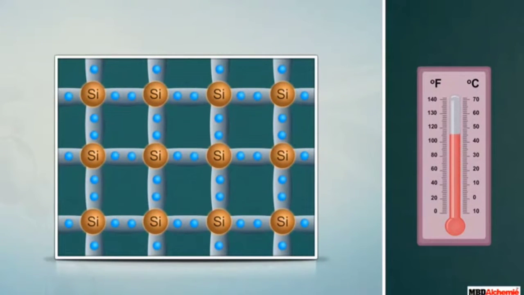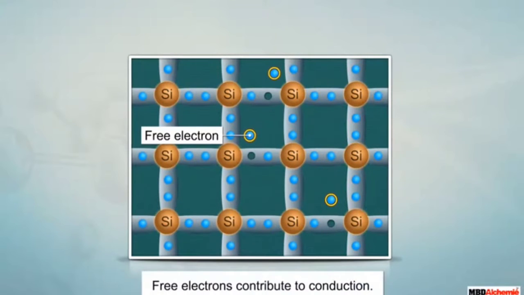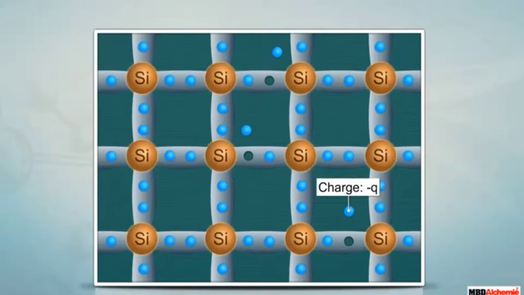As the temperature increases, more thermal energy becomes available to the valence electrons. As a result, some of the electrons may break away from the covalent bonds, thereby becoming free electrons. These free electrons contribute to conduction. Such breaking away of an electron from a covalent bond creates a vacancy in the bond as shown. If the free electron carries charge -q, it leaves a vacancy with an effective charge +q. This vacancy with the effective positive electronic charge is called a hole.